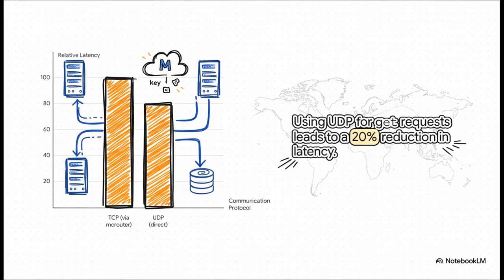Their first big win was actually pretty straightforward. For just getting data, the simple GET requests, they switched up the protocols. Instead of using TCP, which is very careful and guarantees delivery, they used the much faster, leaner UDP. You can think of it like sending a postcard instead of a certified letter. It's just lighter with way less overhead. That one change, it cut latency by 20%, a huge win.